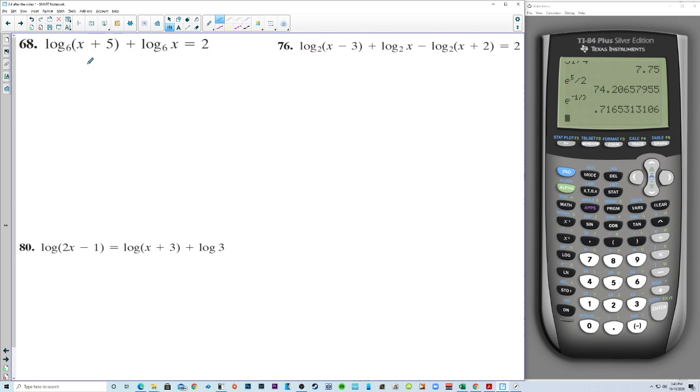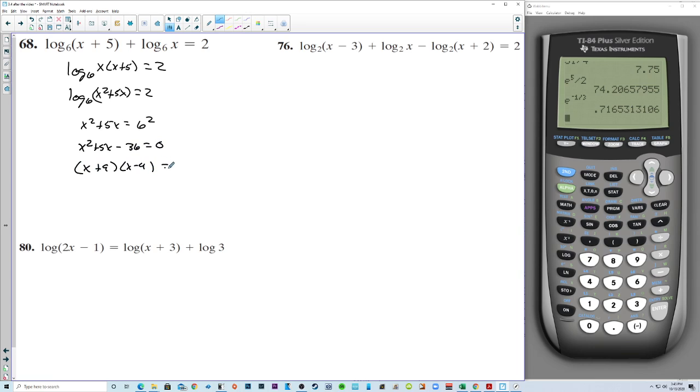On this one, let's combine the logs. We have log base 6 of x times x plus 5 is equal to 2. We can distribute: x squared plus 5x equals 2. Now logs always equal the exponent. So x squared plus 5x is equal to 6 squared. So x squared plus 5x minus 36 is equal to 0. We have x plus 9 and x minus 4 is equal to 0.